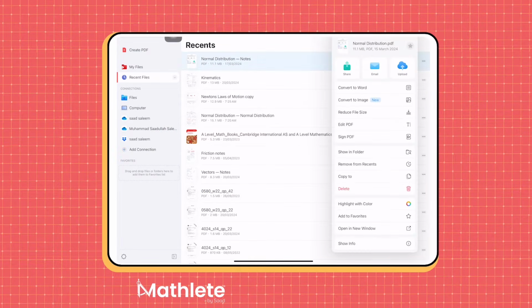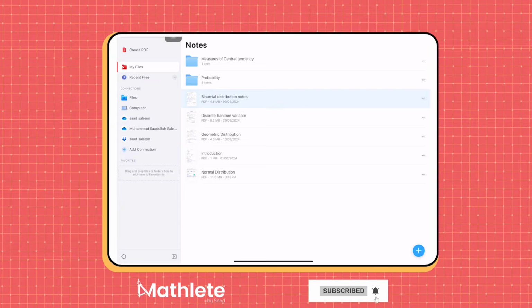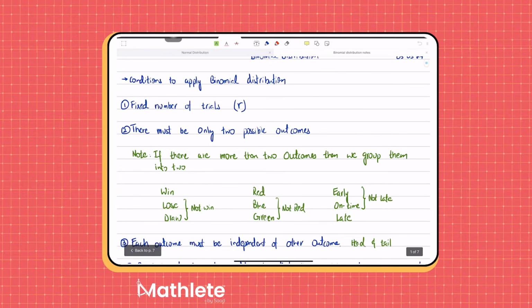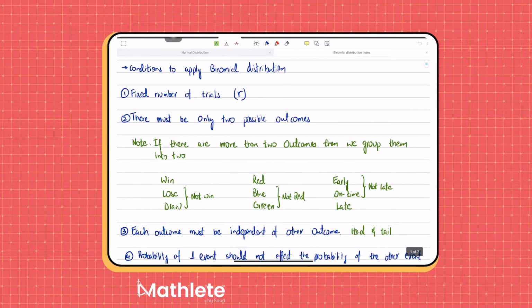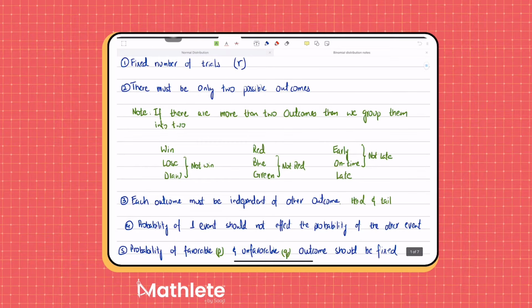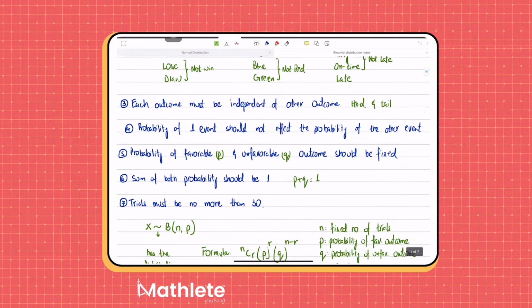These are your conditions. The number of trials should be fixed. The probability of favorable outcome should be fixed. And just like that, the probability of unfavorable outcome should be fixed. So these are the conditions to apply binomial distribution. There must also be only two possible outcomes. Probability of one event should not affect the probability of another. So yeah, these are the conditions. And the number of trials must not be more than 30.